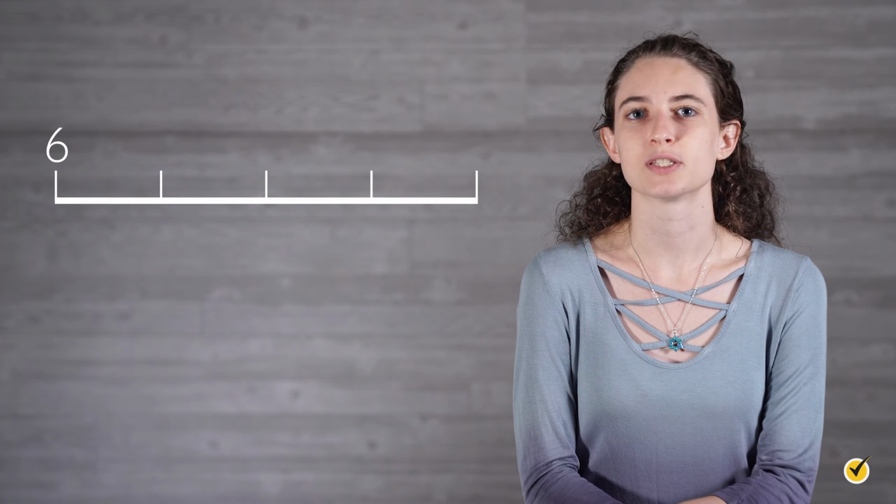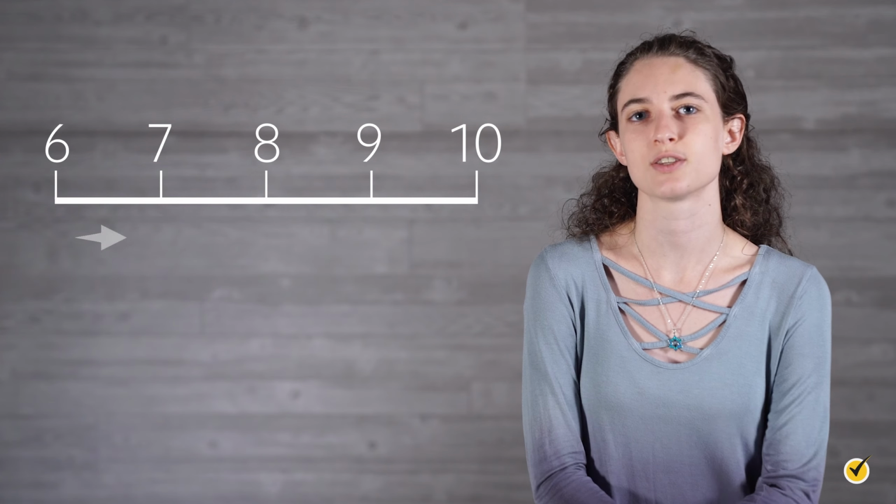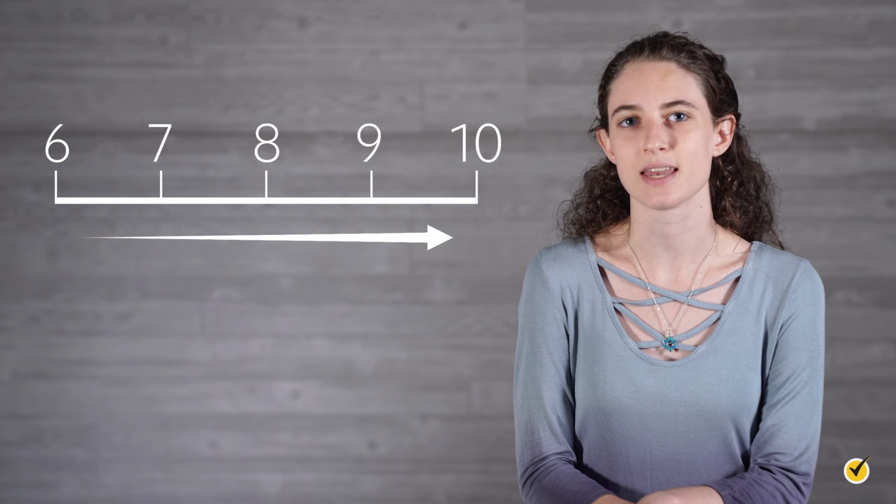On a number line, addition is represented by jumps to the right in the positive direction. Each jump to the right represents the addition of 1 unit. So in this example, we would be starting at 6 and jumping 4 units to the right. We can see that we land on 10.